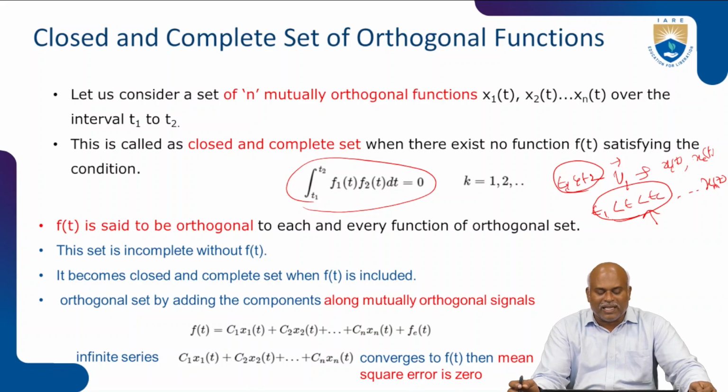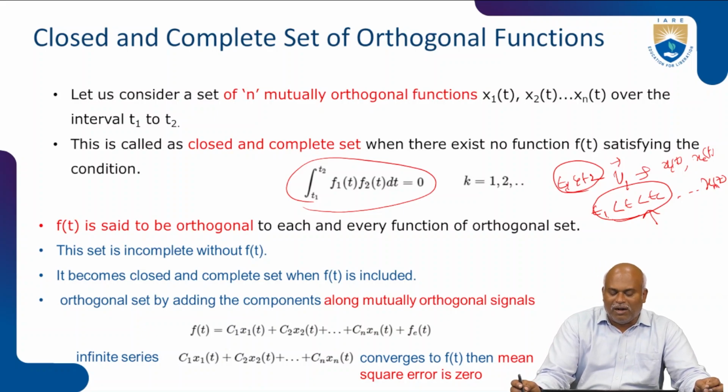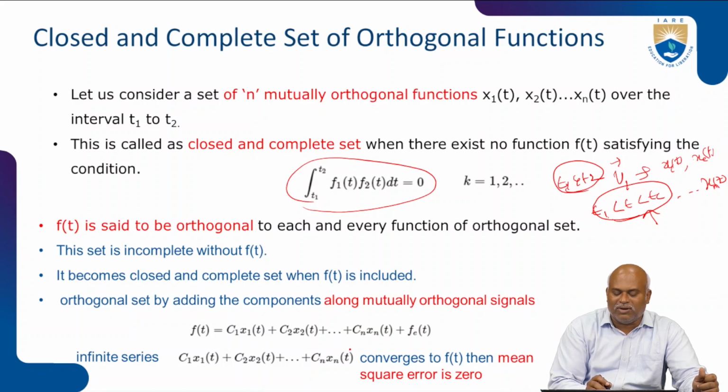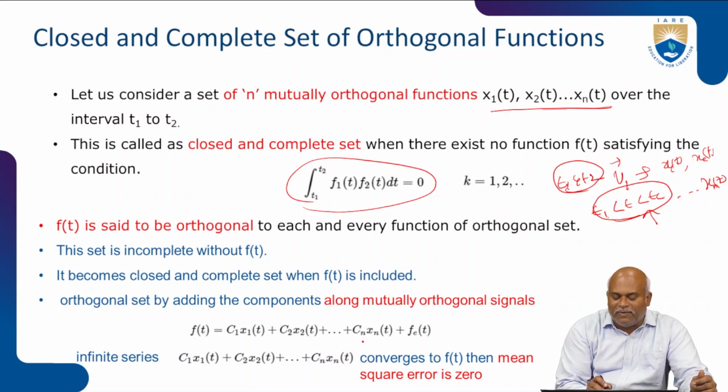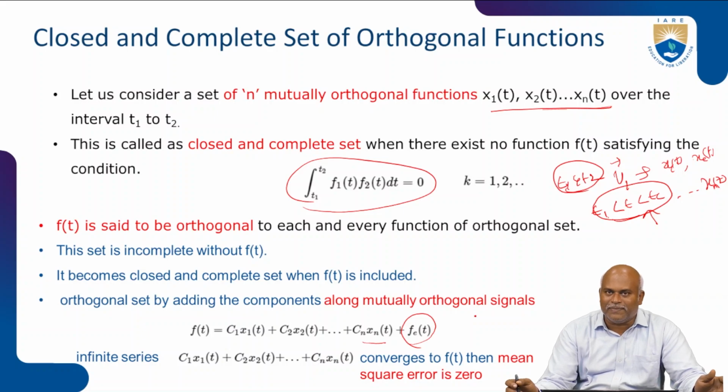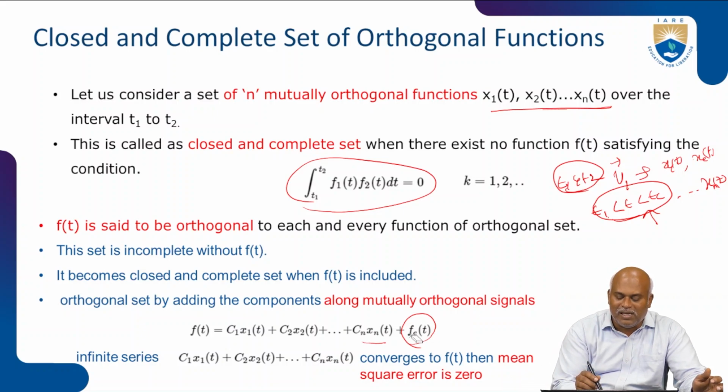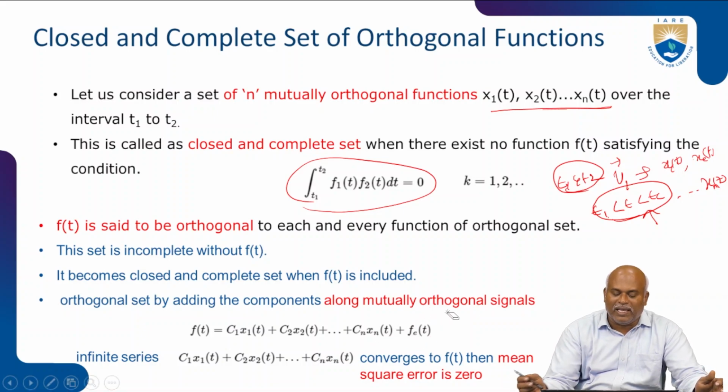Then the orthogonal set can be expressed by the components along the mutually orthogonal signals, so f of t is equal to c1 x1 of t plus c2 x2 of t, up to cn xn of t. Then to the final value cn xn of t, we add the error value, fe of t. This error we call the mutual orthogonal error.